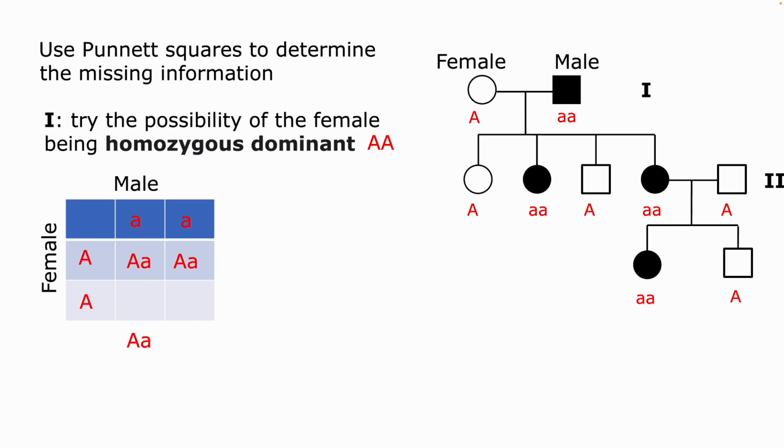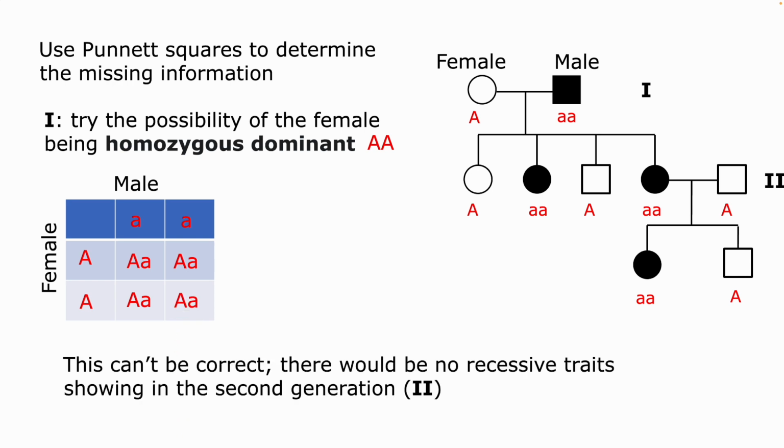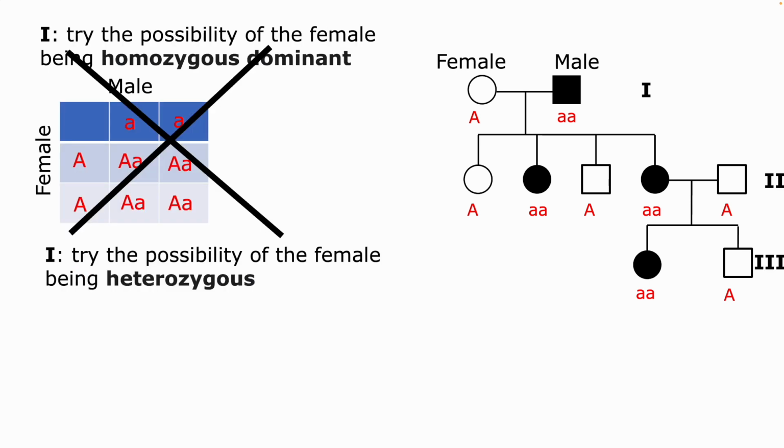Are the offspring from this Punnett square a possible combination giving the pedigree chart? No. The offspring from this cross are all heterozygous and will have the dominant trait showing. This does not match with the information in the pedigree chart, as we see some of the offspring are homozygous recessive. So this is wrong.